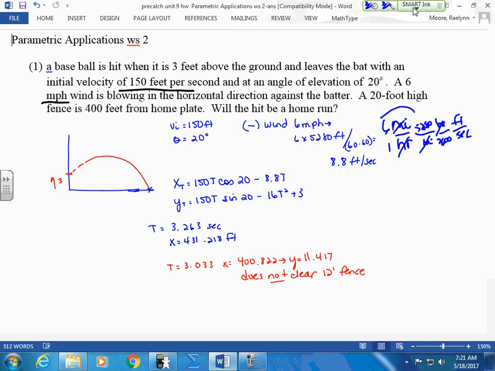I actually lied. I didn't get the same thing. You did it. I got 400.03 and then 11.691. You're fine. 400.03, that's close enough. You're close enough. I mean, try to get as close as you can.